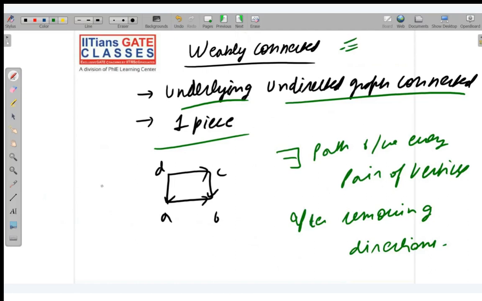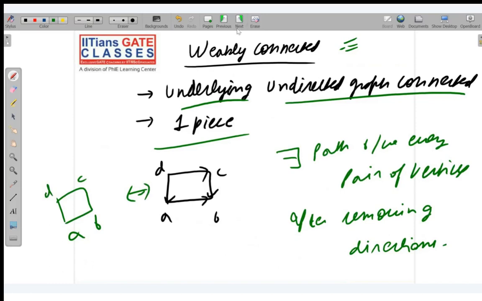B to C, we can go. C to D, we don't have a path if it is directed. So that's why I have said, remove the direction and then check. The underlying graph should be connected. So we will get A, B, C, D, and now there is a path between every pair of vertices. So it is weakly connected.